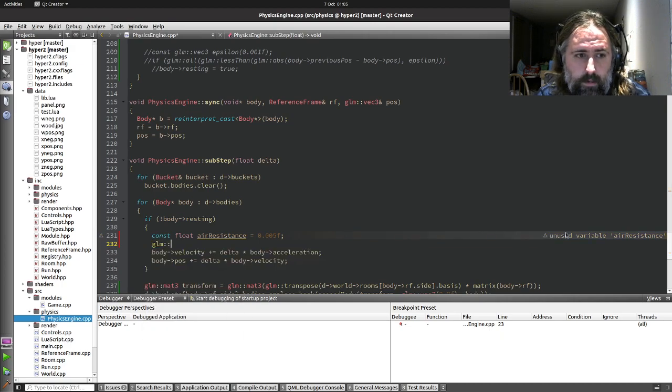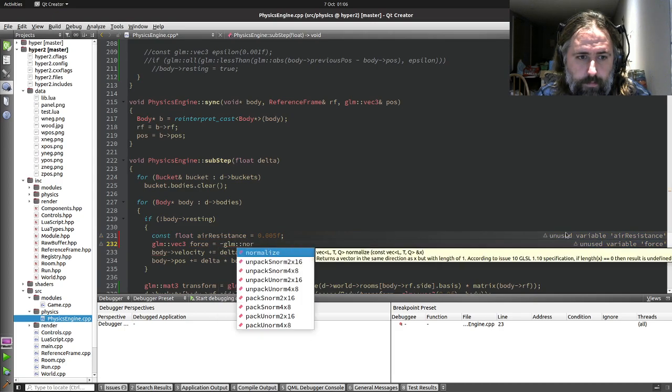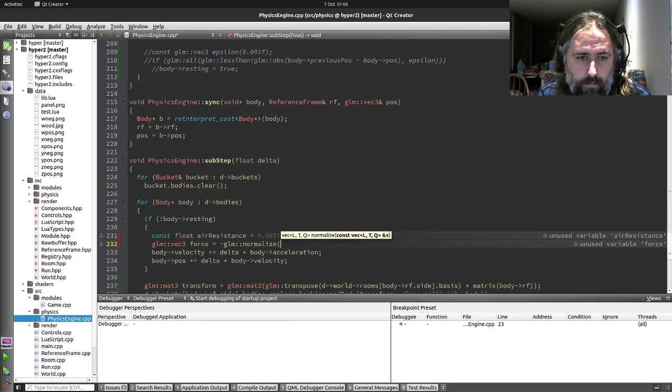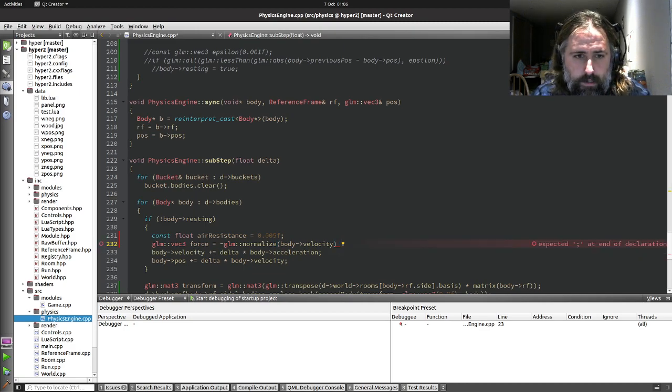Okay, so let's just say I'm just going to do force. So this is the force of air resistance. It's going to be in the opposite direction from velocity, also proportional to the size of velocity. So then I don't want to just multiply that by velocity. Okay, there we go. And it's proportional by this factor, which I've set to 0.005.